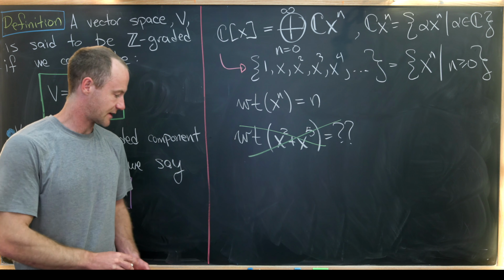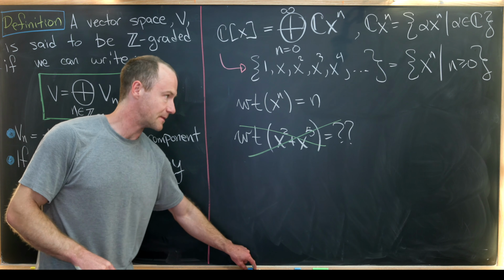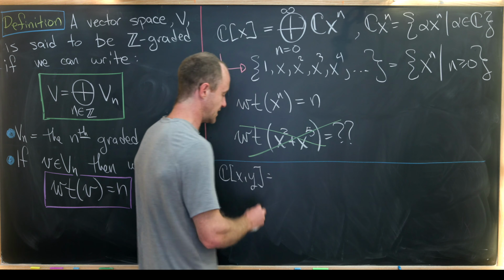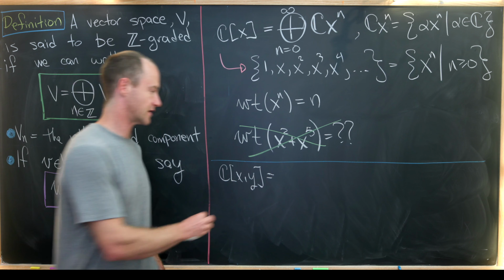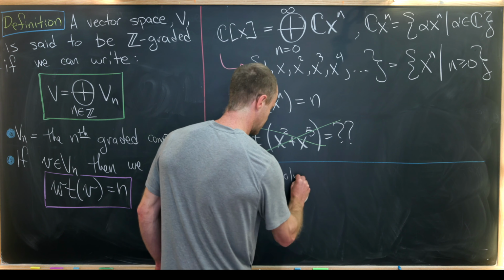So something like that. Okay, so let's maybe boost this up just a little bit to something with two variables. So let's say we've got C adjoin x, y. So that's going to be polynomials in two variables. So let's write that down in x and y. We'd probably like to grade this similarly to above. Maybe we would say the weight of x to the a, y to the b is equal to a plus b. That would be maybe an obvious way to do it.